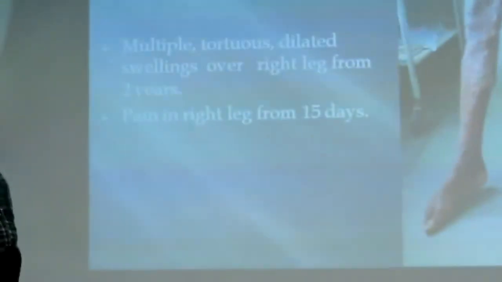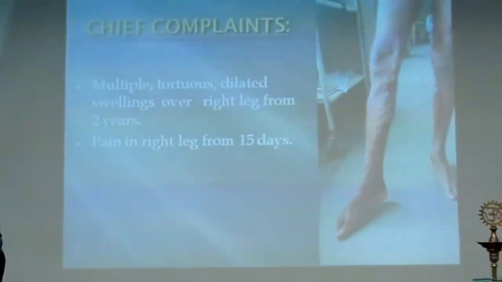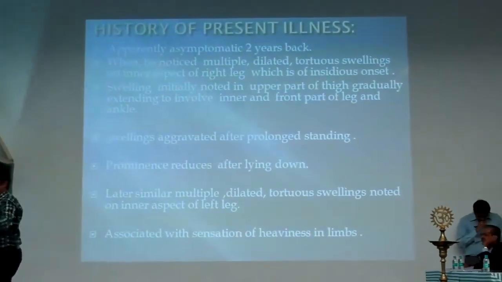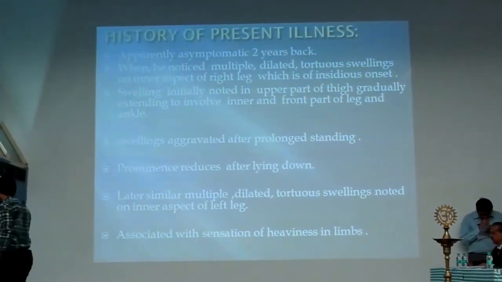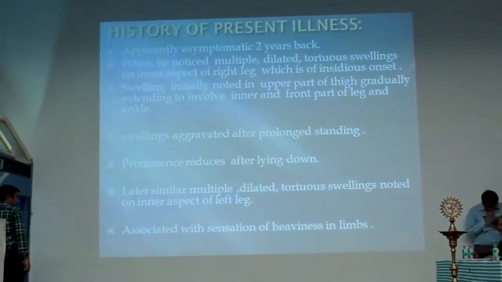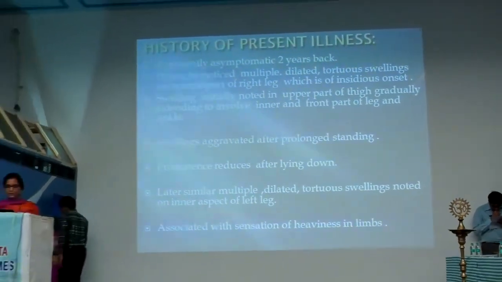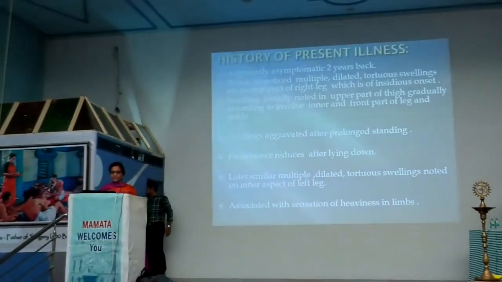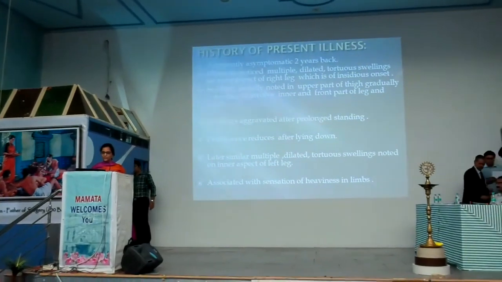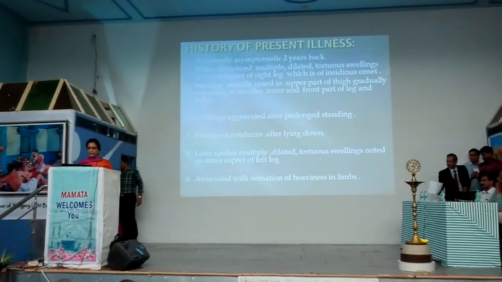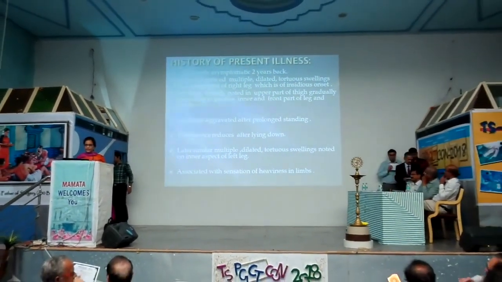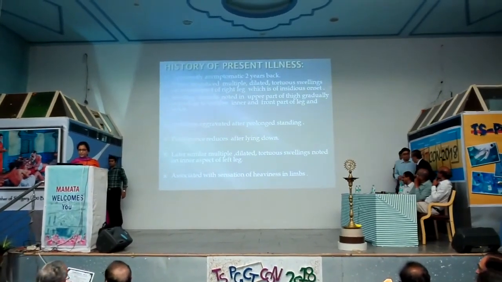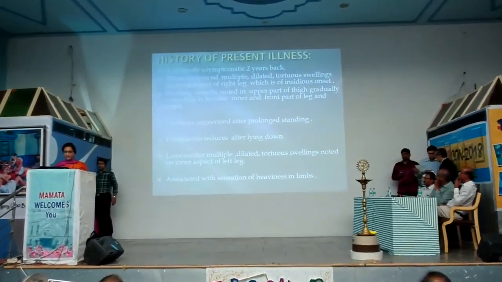Pain in the right leg for 15 days. History of present illness: apparently asymptomatic 2 years back. Then he noticed multiple dilated tortuous swellings in the right leg, which were of insidious onset. Swelling was initially noted in the upper part of the leg, gradually extending to the inner and front of the leg and ankle. Swelling aggravated after prolonged standing, and the prominence reduces after lying down.